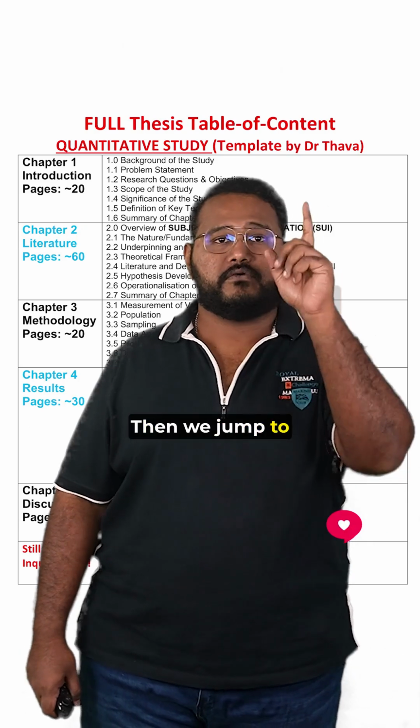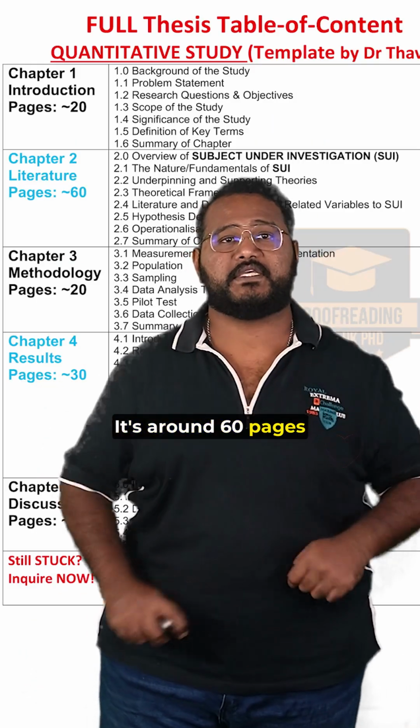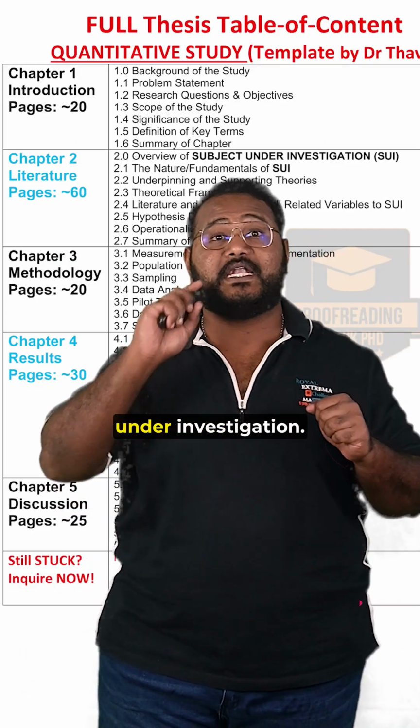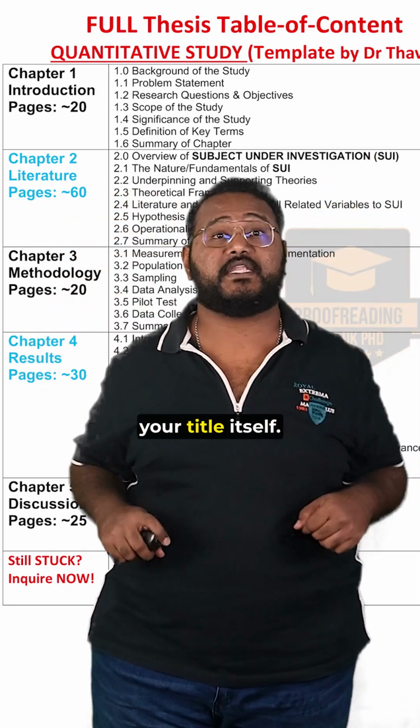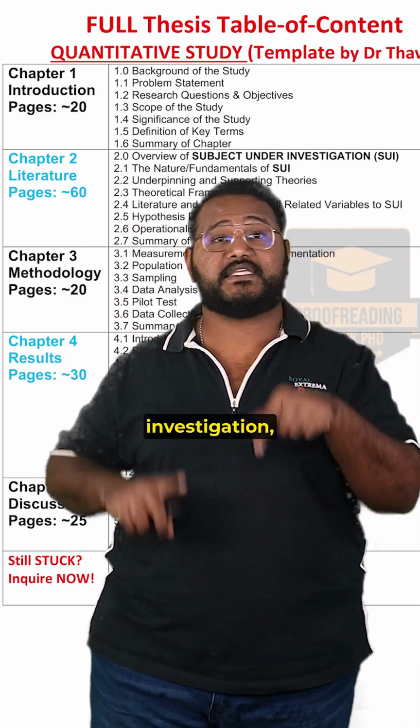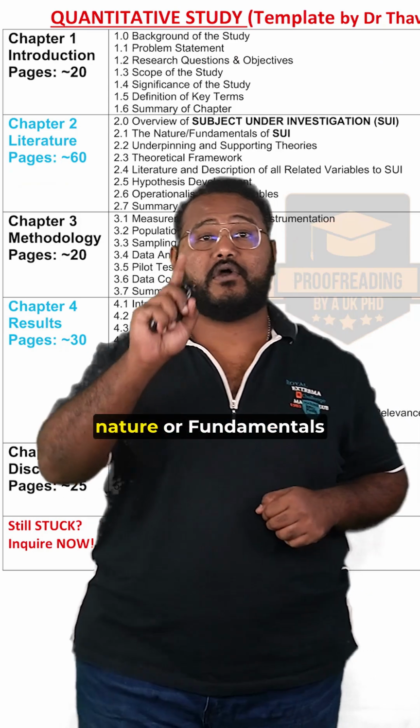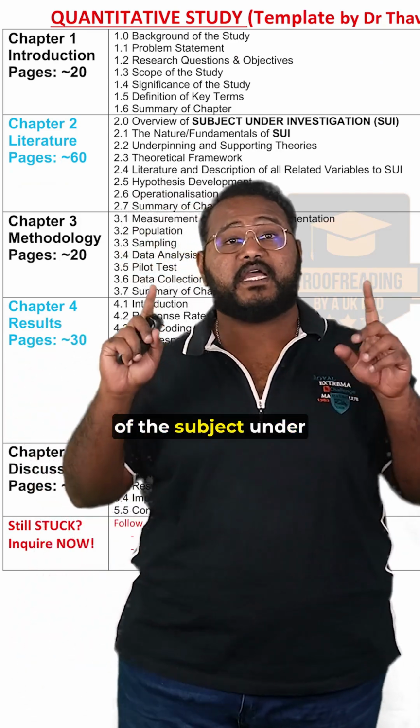Then we jump to chapter 2. It's around 60 pages. 2.0, overview of subject under investigation. This will come from your title itself. If you don't know what is subject under investigation, kindly comment. 2.1, nature or fundamentals of the subject under investigation.